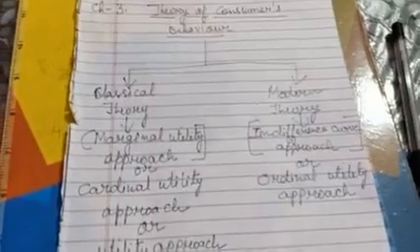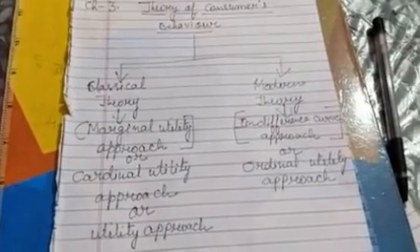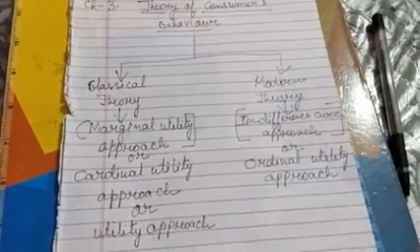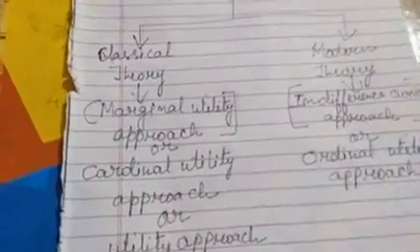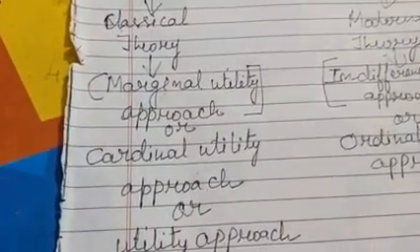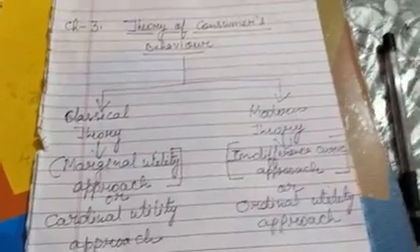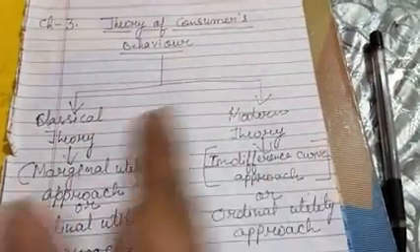So a brief introduction of chapter 3 I have given to you today, and we are going to start tomorrow with the classical theory, that is marginal utility approach. So you people have to make this chart, children. And in this third chapter we'll study about these two theories.